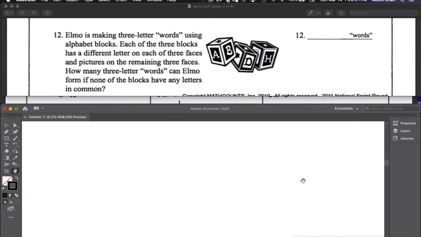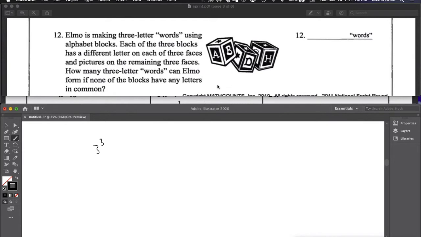So if we just think of the 3 cubes having their own 3 letters, and they are all stuck in their positions, then the number of words we could make is just going to be 3 cubed, because for each of the blocks, if they're in the same position, you have 3 possible letters you can choose from. So then it's just going to be 3 times 3 times 3.